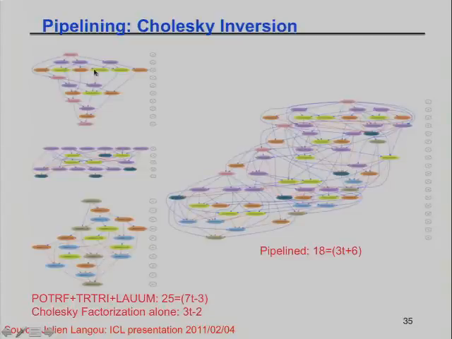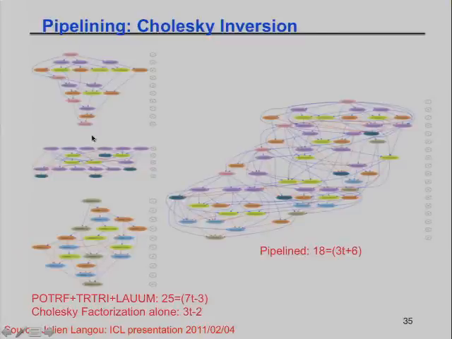So the question is, if I were to schedule each of these independently, how much time would it take? Well, suppose I have t blocks in the column. So suppose I've broken my column into 4 blocks. Then if I count, what's the critical path here? The critical path here is 7t minus 3. t equals 4 here, so it's 25. If I count from the top down to the bottom, what's the longest path? The length is 25.